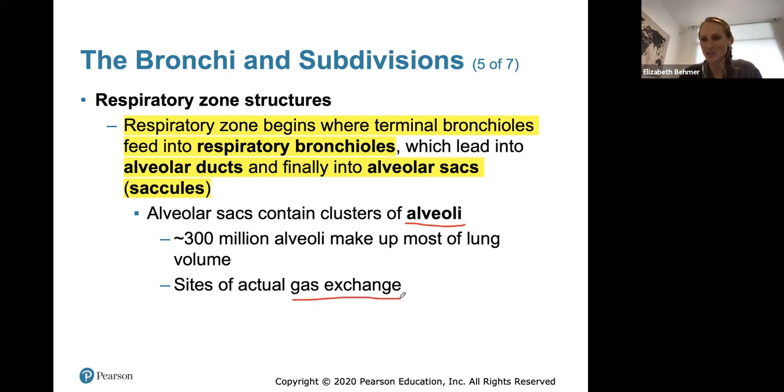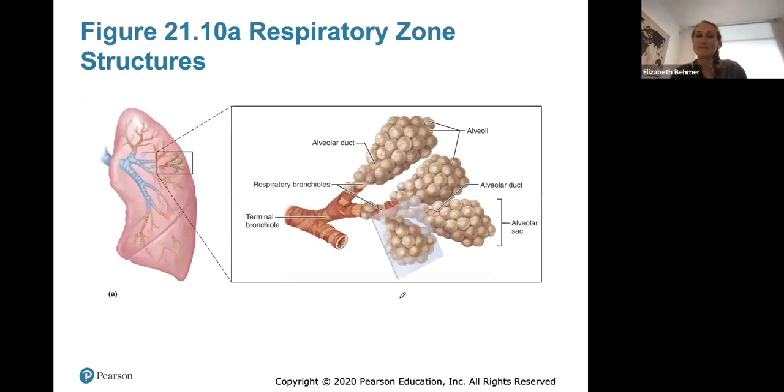And when I mean gas exchange, I mean between the air and your bloodstream. So oxygen will go from the air you breathe into the bloodstream, and carbon dioxide will go from the bloodstream into the air to be exhaled. You have about 300 million alveoli making up most of the lung volume.